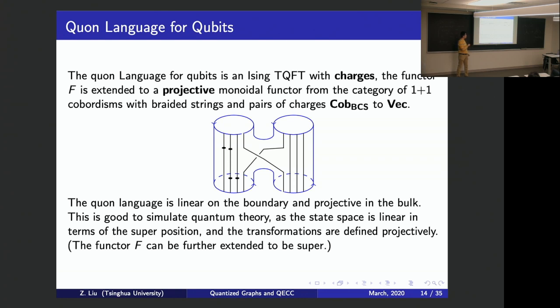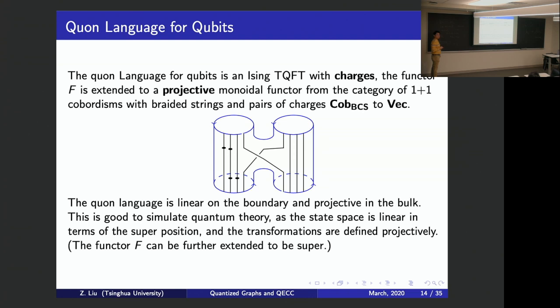So for the theory in the bulk, on the topological side, we don't have quantization, we don't take linear sums. So everything is well defined, projective. And on the right side, on the vector space, we have the linear sums corresponding to the superposition of states. So one side is projectively defined, the other side is a linear theory. That's one tricky point of this TQFT, it's projective. And it works perfectly for quantum information. The functor can even be super, but let's ignore that.